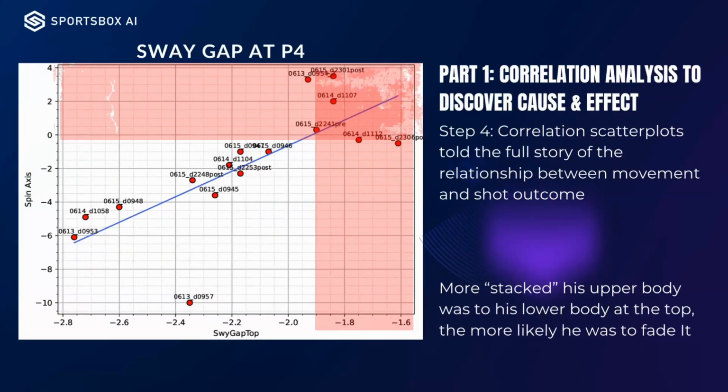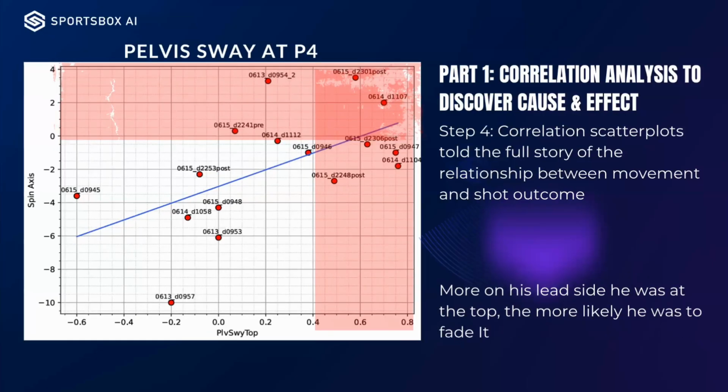Another thing was sway gap at P4. You could see here that when he gets too stacked, so when his sway gap got too close to 0, is when he would start pushing and fading it. His sweet spot really is in this range, a negative 2.5 was his sweet spot to operate from with his driver. And then the last thing was the P4 pelvis sway number. And again, when he got too far forward at the top was when he would get into trouble with his driver.